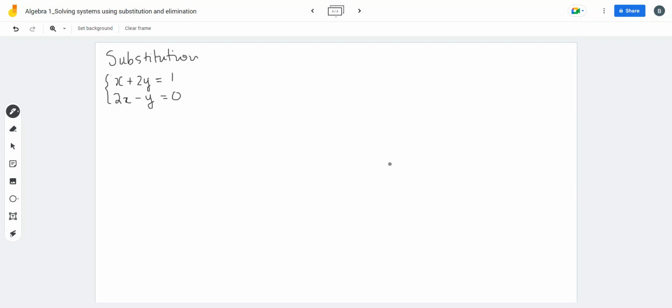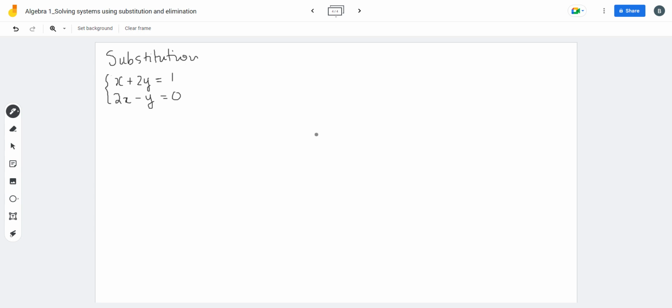Hello everyone. Today I'm going to provide a brief review of the two popular methods to solve systems of linear equations. They are substitution and elimination. Most classes will start introducing substitution and elimination first at the Algebra 1 level, and later on you will learn different techniques such as using matrices and Cramer's rule.